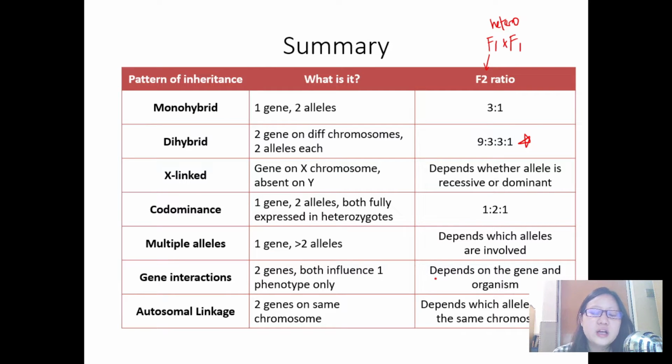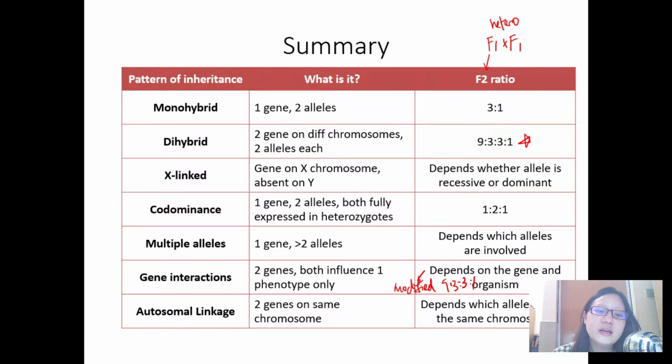Okay, the F2 ratio again depends on the gene and organism, but it tends to be somewhere around 9:3:3:1, like a modification of it. I'm just going to write here, modified 9:3:3:1. So it could be 9 plus 3 to make 12, then 3 and 1, depending on the situation. So you need to read the question carefully.